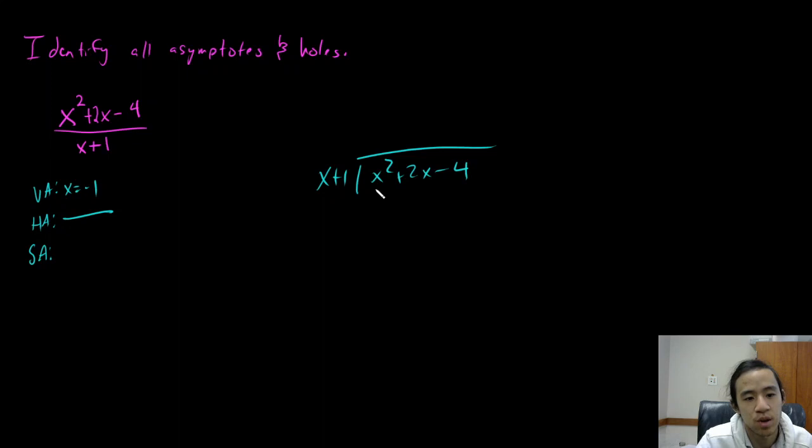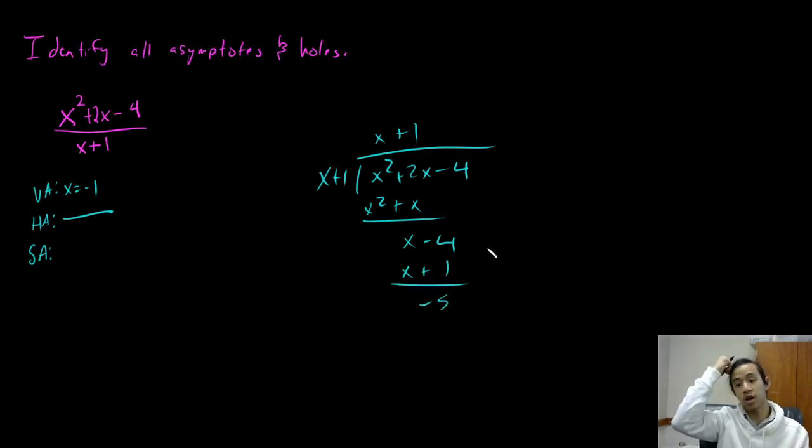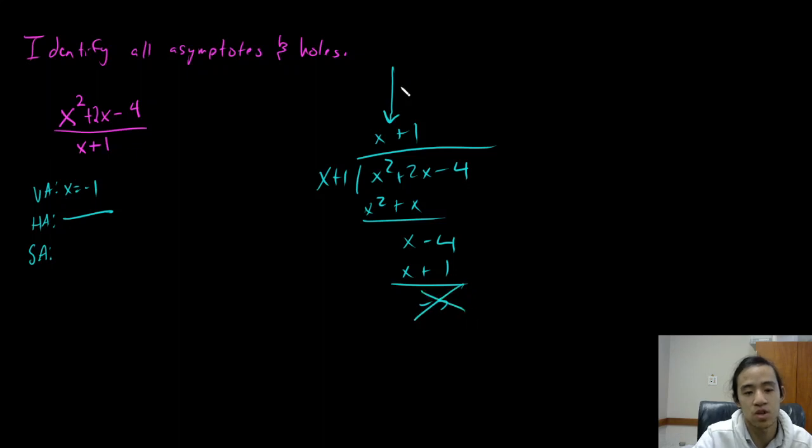So how many times does x go into x squared? x times, and then you multiply x squared plus 1 times x, so that's x. Subtract down, you get x minus 4. How many times does x go into x? 1 time, so you get x plus 1, and then you're going to have negative 5 left over. So what the slant asymptote is going to be is whatever is up here without the remainder. So we don't care about this that much. It's just what's up here. So we're going to have a slant asymptote at y is equal to x plus 1.